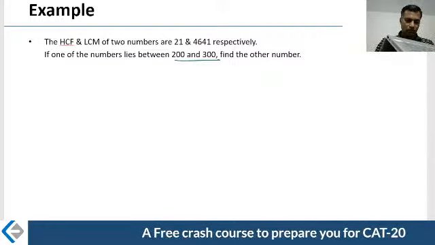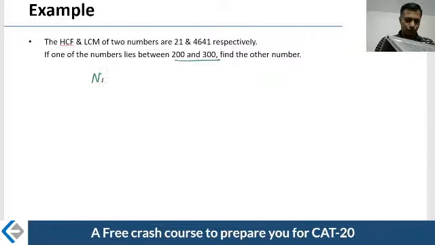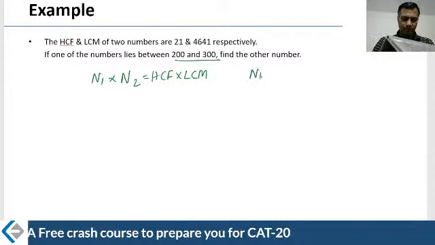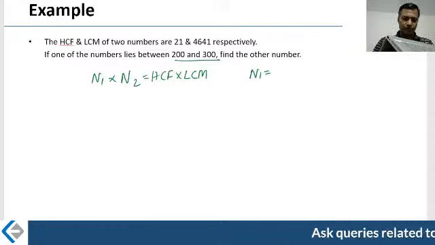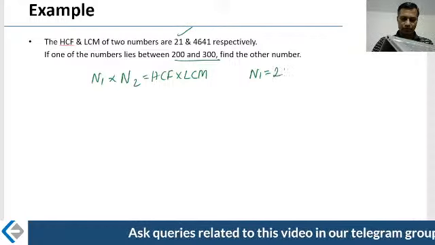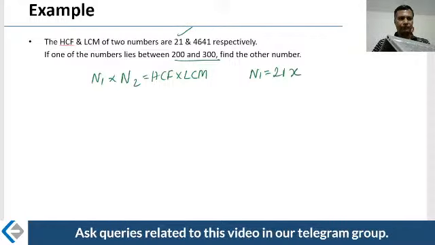Let's find out. The product of two numbers, n1 into n2, is nothing but their HCF times their LCM. Now look, what did we understand? Your first number should be a multiple of the HCF. The HCF is 21, therefore your first number should be of the form 21x. Your first number must be divisible by 21.